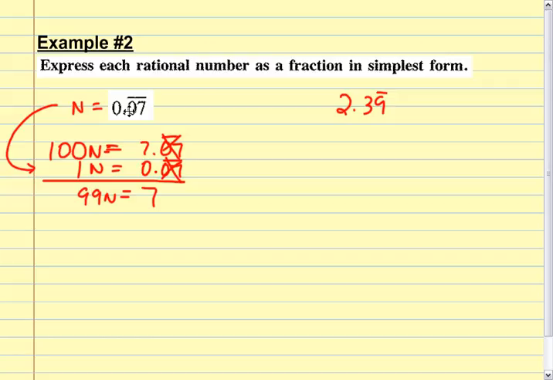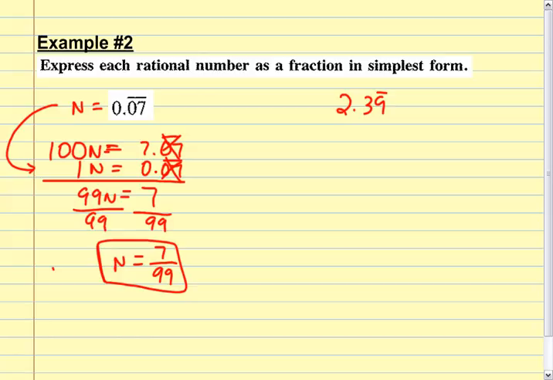Now to find out what n equals as a fraction, we divide by 99. And I'm going to get that n is equal to 7 over 99. Done. Check it out for me, Maddie. I saw you reaching for the calculator. Is that true? Yeah. 7 divided by 99 is 0.070707 on forever. Beautiful.